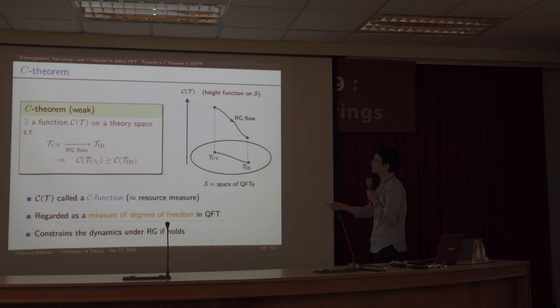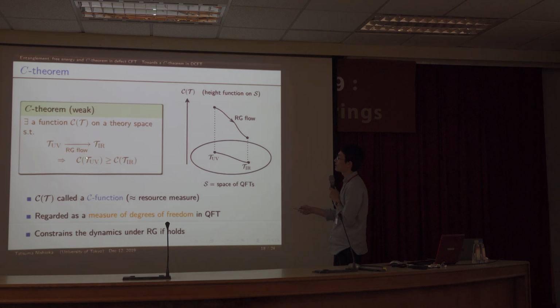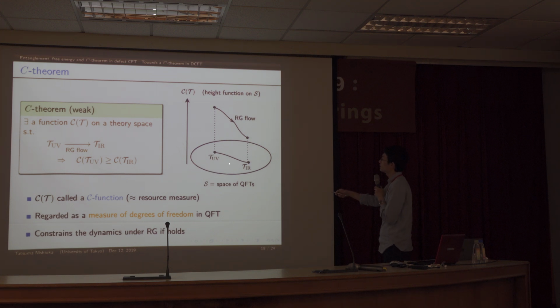Then the C theorem states that there exists some function which decreases along the RG flow. Which means that, okay, this is a space of QFTs, and here we have an RG flow from T_UV to T_IR. The C theorem means that there exists some height function on this space of QFTs, such that when the RG flow is triggered, this function becomes lower and lower. This is the statement of the C theorem.